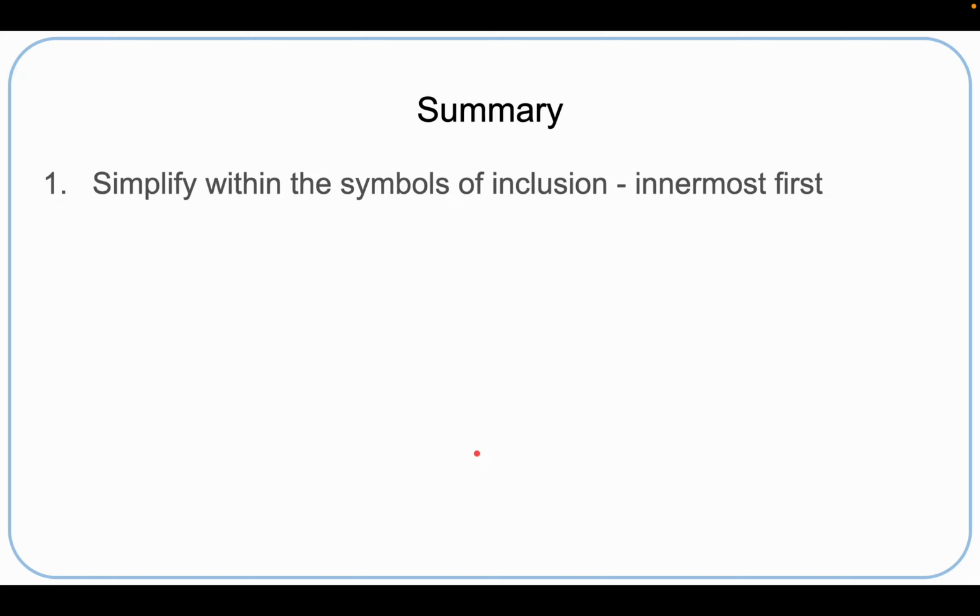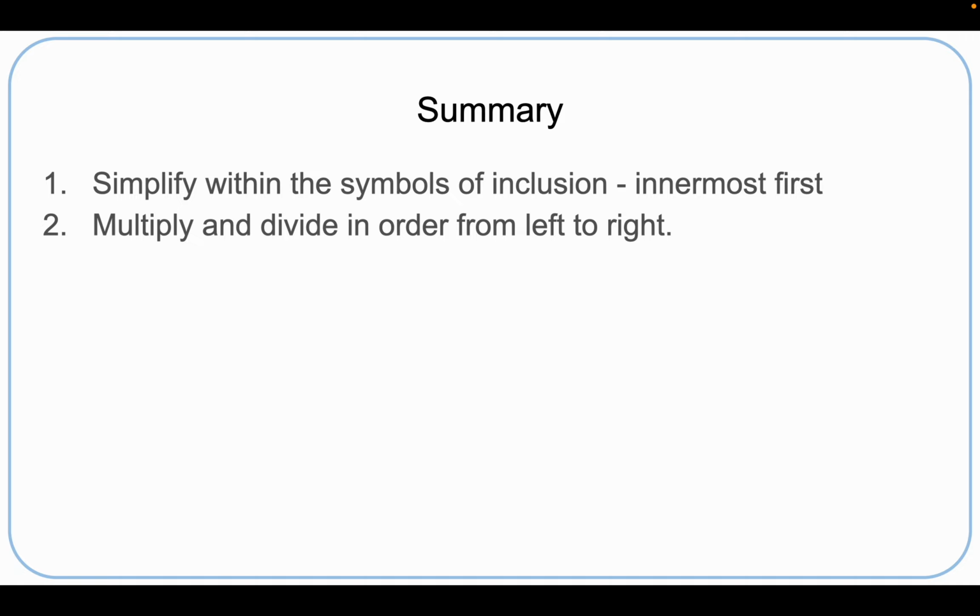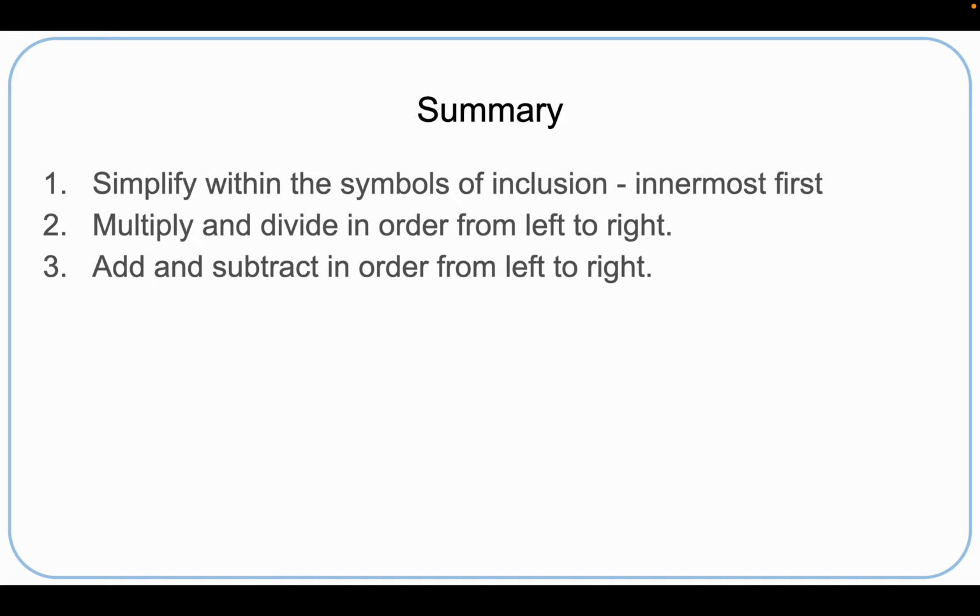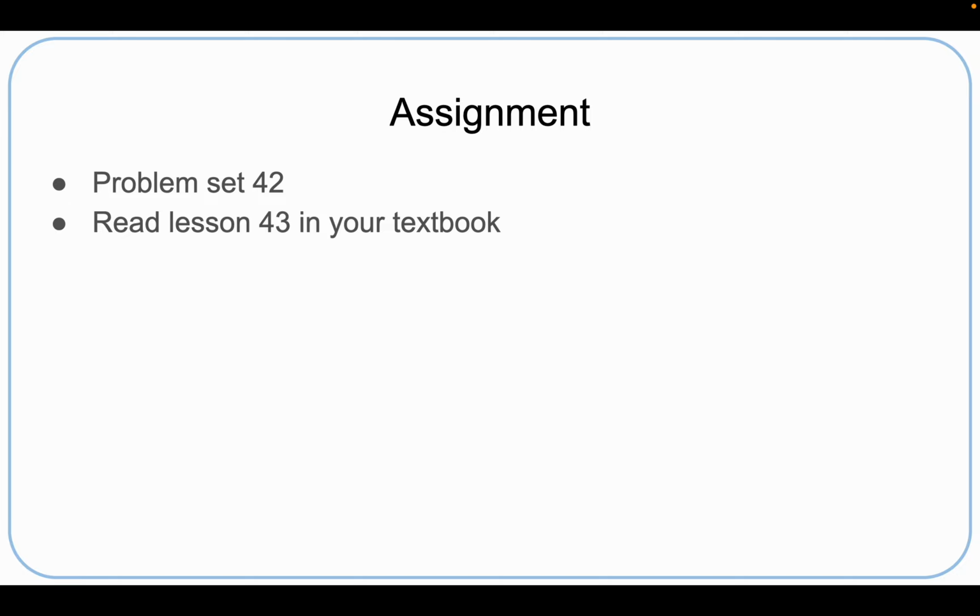Good. So in summary, when we're simplifying expressions, number one, we want to simplify within the symbols of inclusion, the innermost first. Then we want to multiply and divide in order from left to right. And lastly, add and subtract in order from left to right.